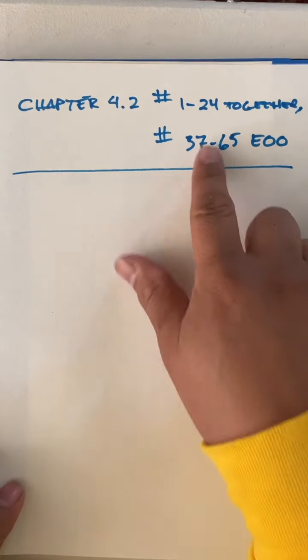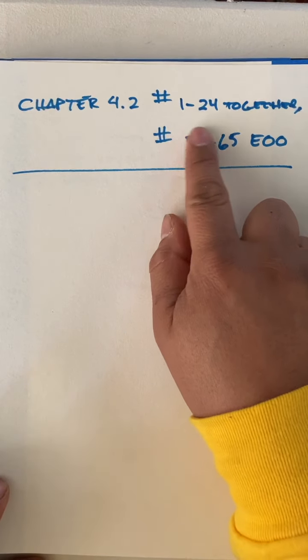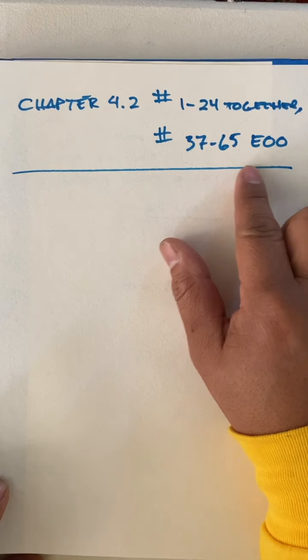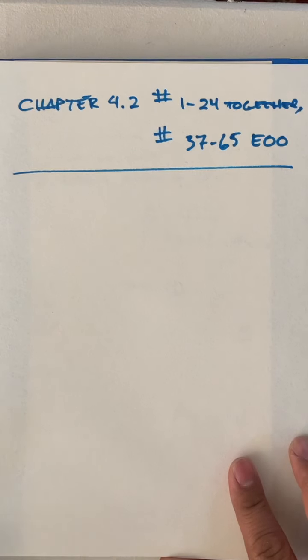Okay, so our work for today is going to be, we're going to do numbers 1 through 24 all together. Okay, and then 37 to 65, of course, every other odd.